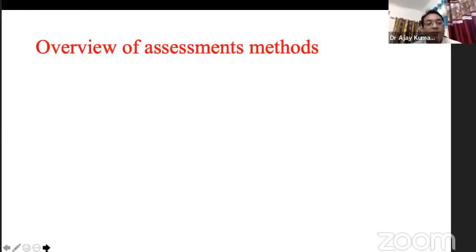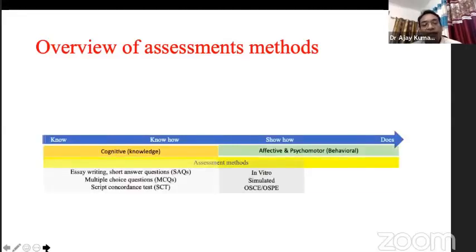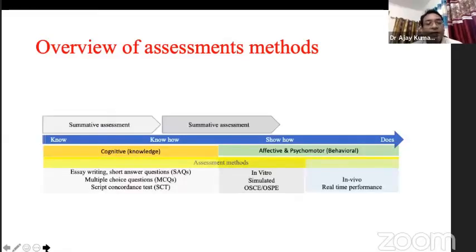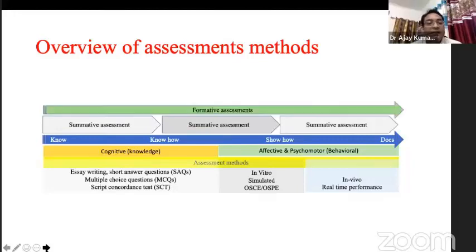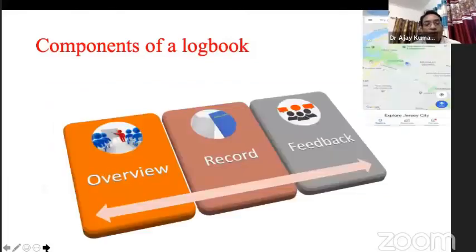If we look at the situation of a logbook in the hierarchy of assessment tools, as discussed by the previous speakers, we have a battery of assessments to assess the various areas of training. We have basically two types of assessment system. One is summative assessment, which is a high-stake exercise, and we have continuous formative assessment, which continues throughout the progress of training. On top of it, we need to record all these activities, whatever the student is doing, with the help of a logbook or a portfolio.